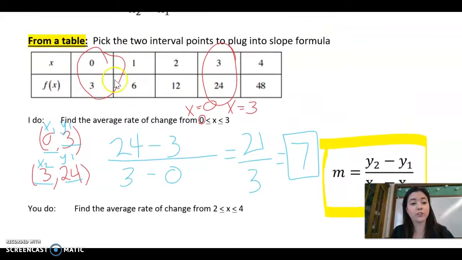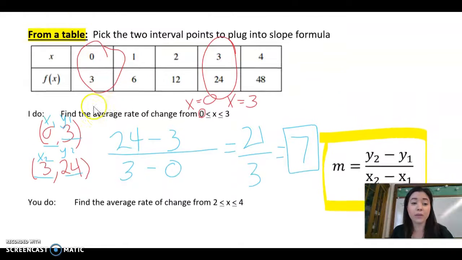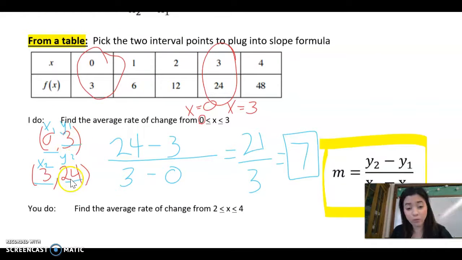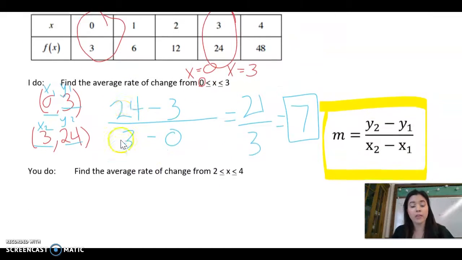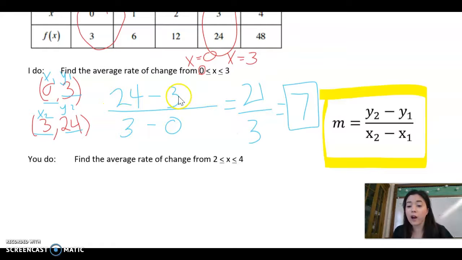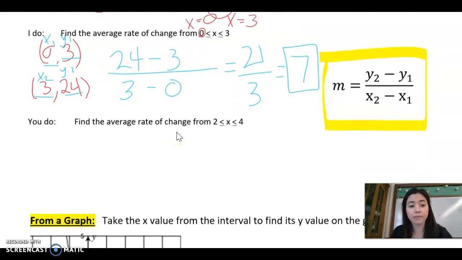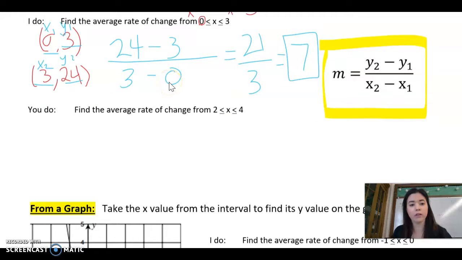So again, find your 2 points. Rewrite them as an ordered pair. I find that really helpful, but you don't necessarily have to do that. And then plug them into your equation. Again, label those points, and then make sure it's y values on top, x values on bottom. All right, go ahead and try this you-do problem. So pause me, try it, and then come back when you're ready.